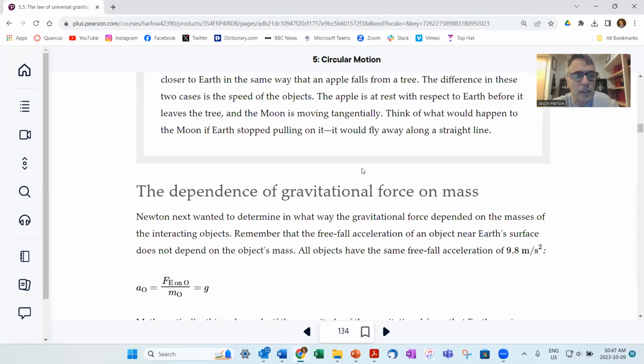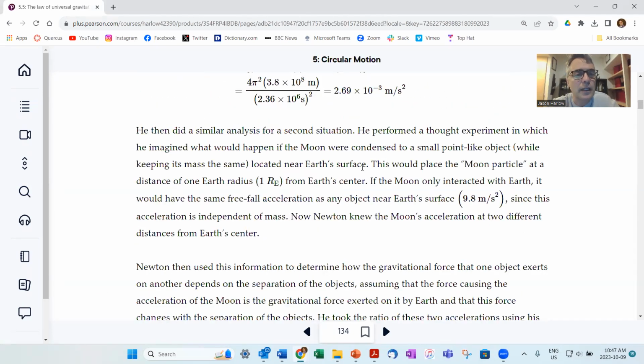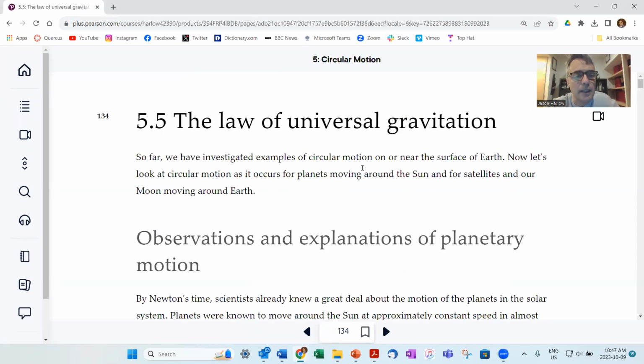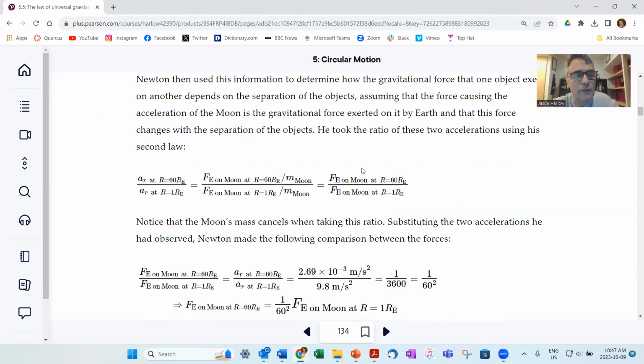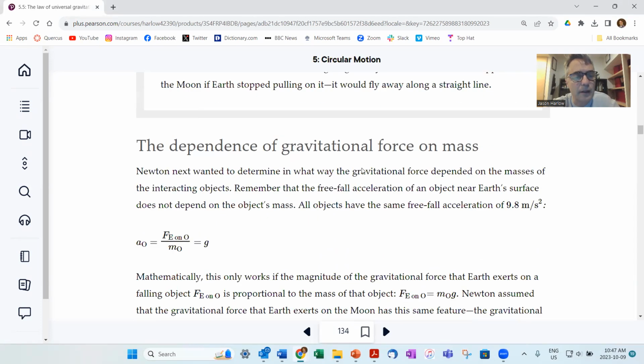So there's an equation here. It comes up a couple of times, but basically it's the universal law of gravitation. Sorry, I'm scrolling a lot here. Where is it?